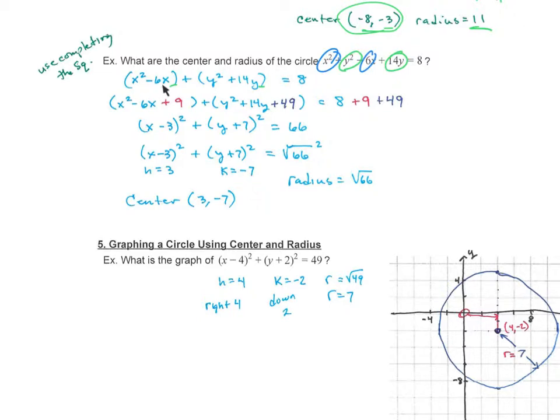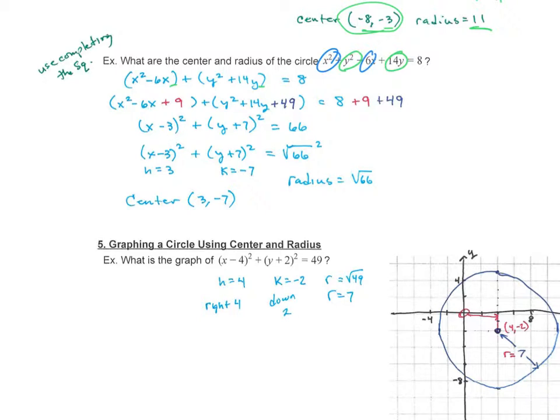To complete the square, because I'm trying to create this perfect trinomial square right here, I am going to take half of b, negative 6. Half of negative 6 gives me negative 3, and then I square it, which gives me 9. And that is a perfect trinomial square. This is x minus 3 squared.